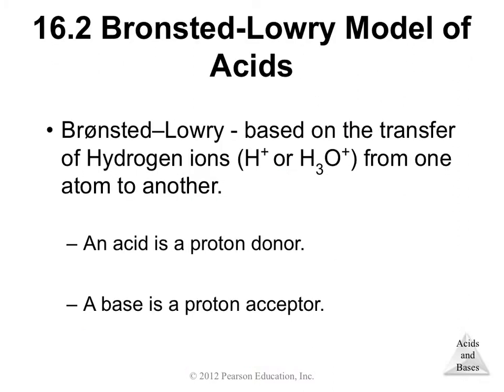Just like any theory in science, when we prove it wrong or find faults, we keep working on it. So the next model of the acids is the Bronsted-Lowry model. Bronsted-Lowry based his model of acids and bases on the transfer of hydrogen ions. Instead of the hydrogen and the hydroxide, he is focusing just on the hydrogen piece. And that hydrogen ion can either look like H+, or it can be H3O+, which is hydronium.